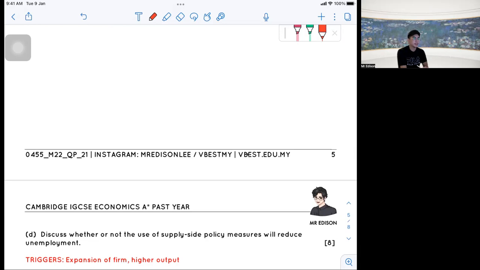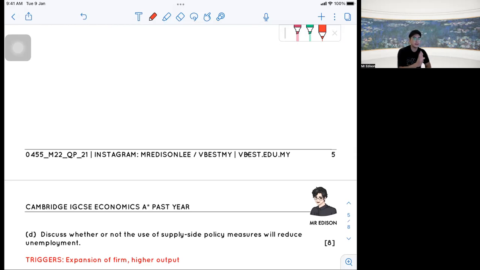So the trigger: when you see this, supply side policy measure will reduce unemployment, the keywords here are expansion of firms and higher output. Because you have to think about how to reduce unemployment, basically how you make more people employed, how you increase job opportunities. Two ways. What? Expansion of the firms, business expands, they hire more people. Another one, higher output, higher demand for workers. So you think about the supply side policy, which of them can be used? I think almost all of them, right? As long as you can link those together.